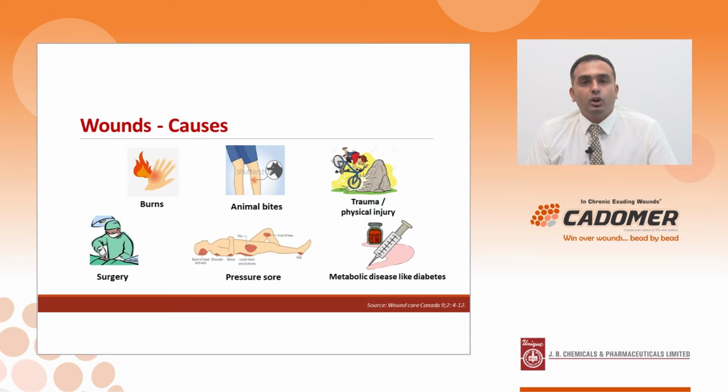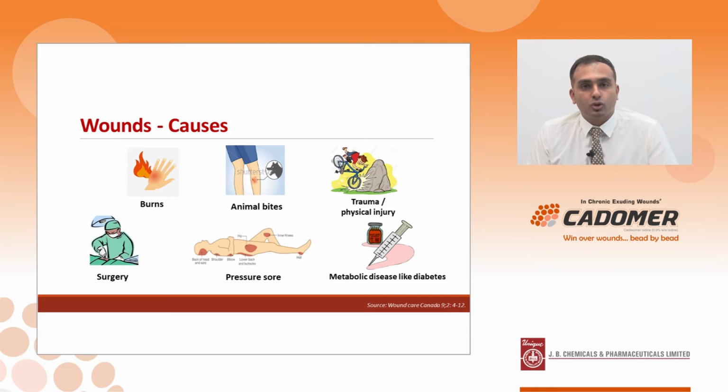Then any physical trauma, such as a road traffic accident, or if a person has fallen down from a great height, would suffer a serious injury which is called trauma. Then surgery. What a doctor does in the OT is break open the skin with surgical instruments like a scalpel. It opens up the skin and that causes a wound, so it is called a post-surgical trauma or post-surgical wound.